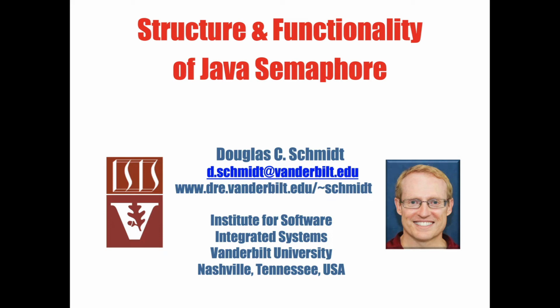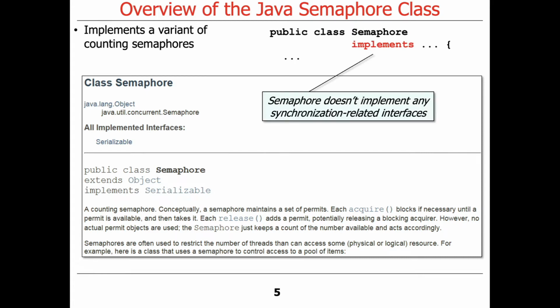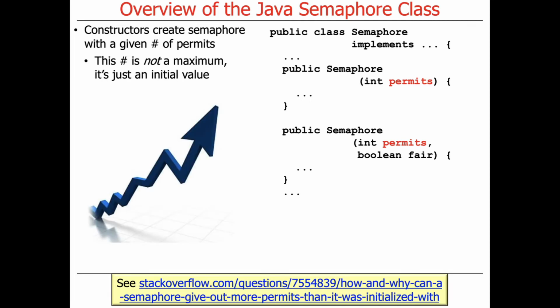So we're now going to talk about the structure and functionality of a Java semaphore. A Java semaphore implements a variant of counting semaphores. We've already talked about what that means. It doesn't implement any synchronization-related interfaces, unlike some of the other stuff we'll talk about later, like reentrant locks and so on. It has several constructors that can be used to create a semaphore with a given number of permits. You can see here that that's the parameter, the permit count.